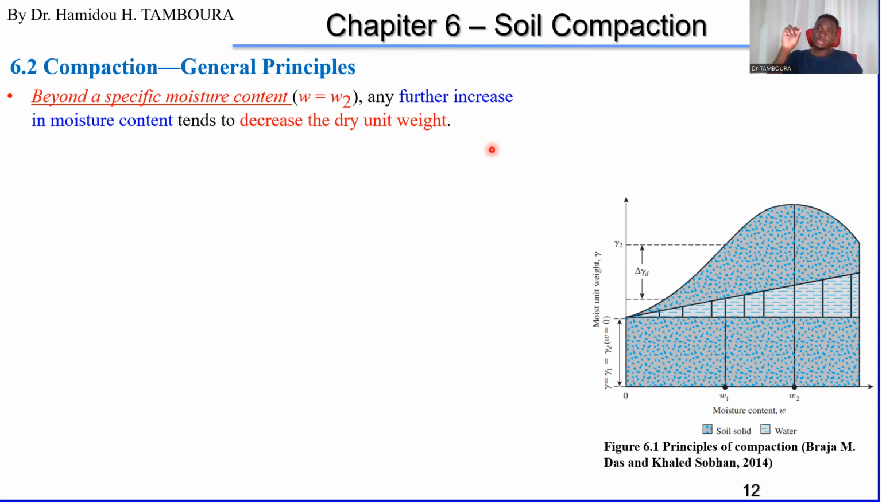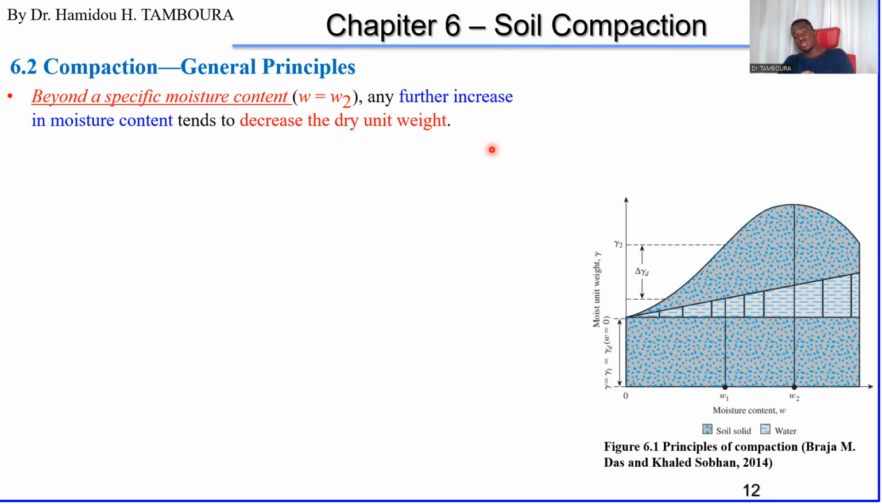When you add water, at the beginning, the dry unit weight will increase. It means the compaction. If you compact, it will increase. And at a certain point, if the water reaches a certain optimum, the dry unit weight will not increase anymore. So if you add more water, it will decrease the dry unit weight.